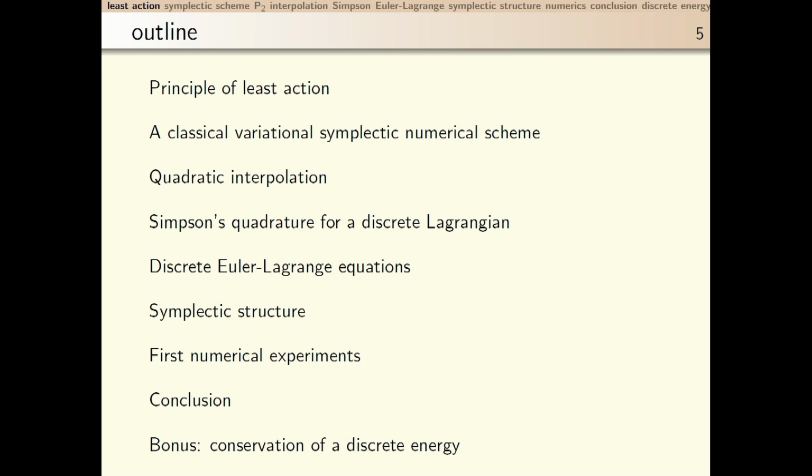but it was wonderfully presented yesterday too. And therefore, the idea of this paper is to switch to quadratic interpolation, and therefore all the Simpson quadrature formulas, to obtain the discrete Lagrange equation, the symplectic structure, but for a very, very simple numerical example.